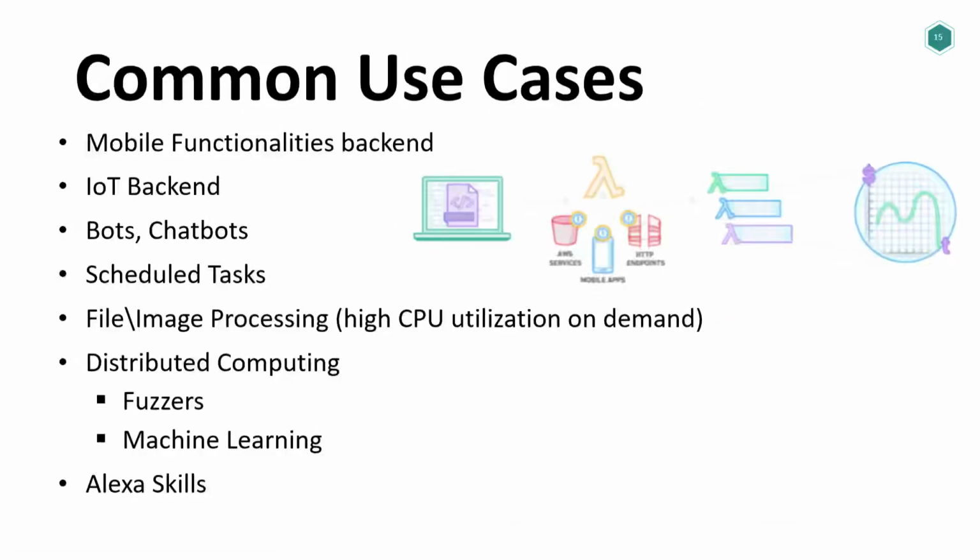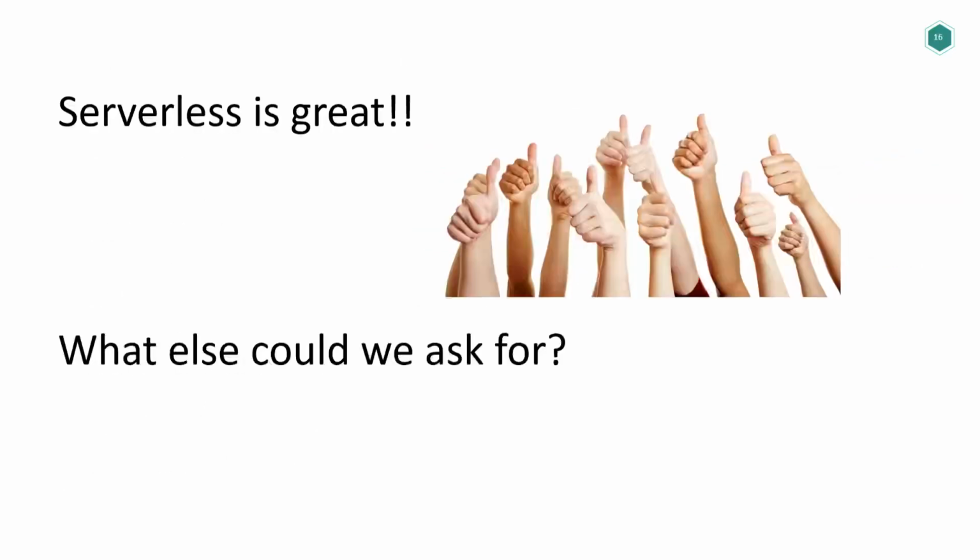The common use cases for that are a lot of mobile functionalities, backend not in the classical way but in a serverless way, IoT backend, and we see it a lot in bots and chatbots, scheduled tasks because of the triggering, anything that has really high CPU consumption, file and image processing, distributed computing by fuzzers or machine learning. Next time you need to crack a password, this is probably one of the best ways. And Alexa skills.